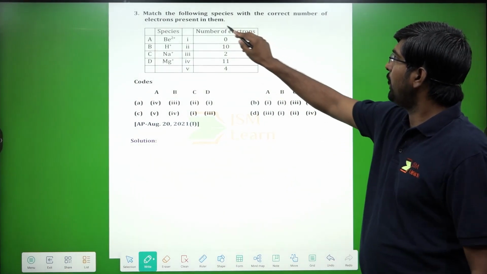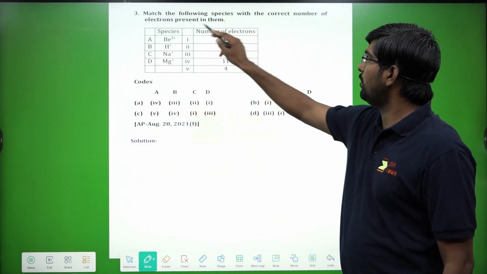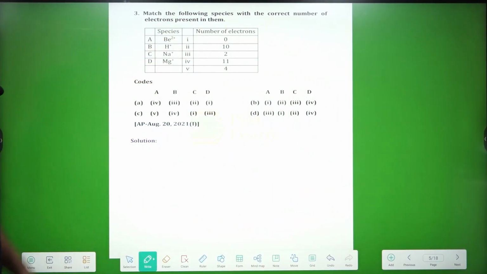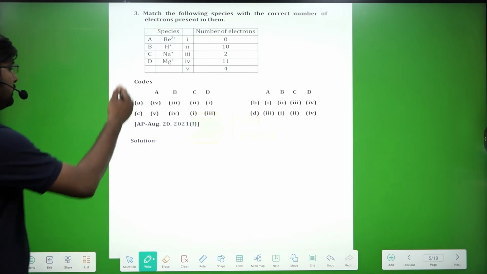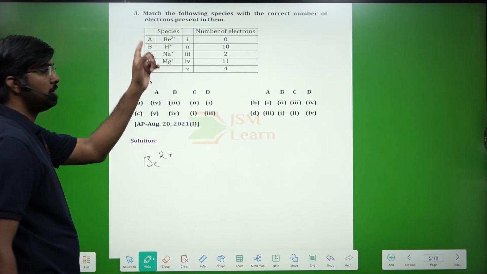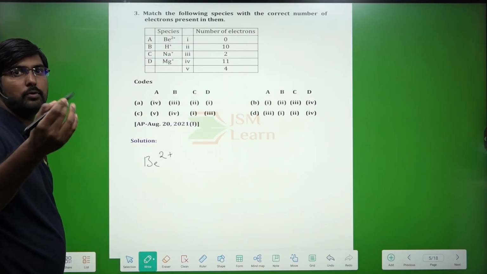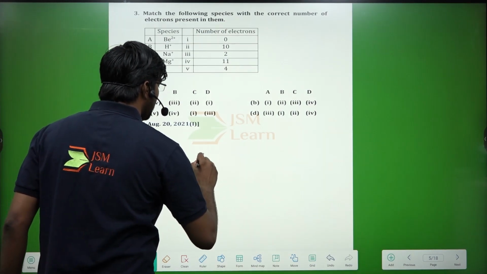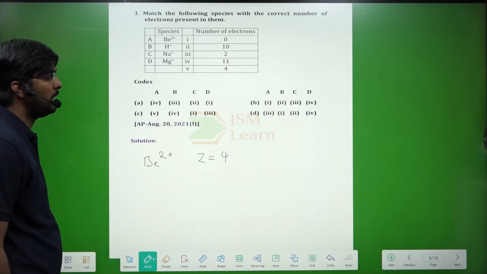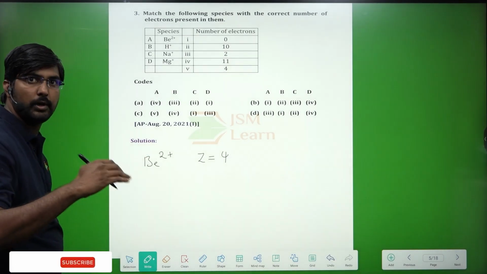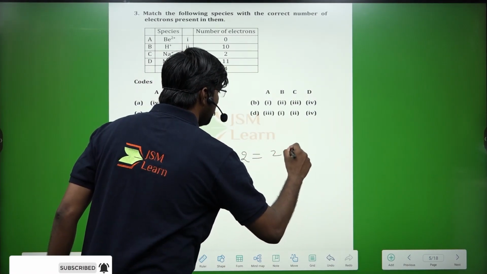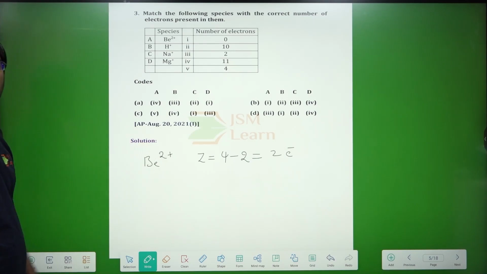Next, which of the following species has the correct number of electrons present in them? Here 4 ions are given. We have to find how many electrons are present in them. First, beryllium 2 plus. First we should write how many electrons are present in the neutral atom. Beryllium atomic number is 4, meaning 4 electrons are present in the neutral beryllium atom. So 2 plus means 2 electrons are removed from these 4. So just write minus 2, and we get 2 electrons in beryllium 2 plus.